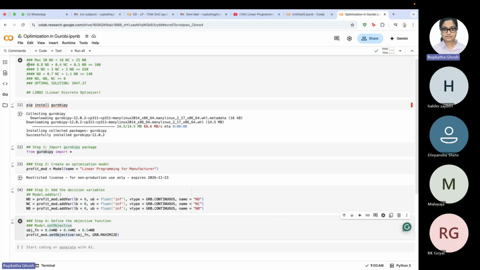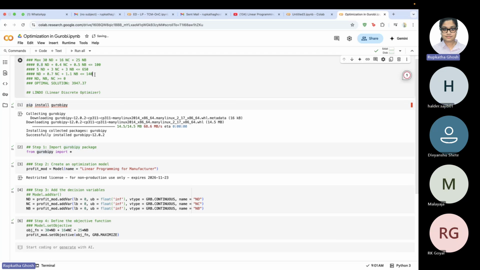Yes, exactly. See, this is your original model. I wrote this for your understanding because you hadn't attended yesterday's class. So your objective function is 30 ND plus 16 NC and 25 NB, right? So this is your objective function, and what I mean to say is that now it will be maximizing this objective function.